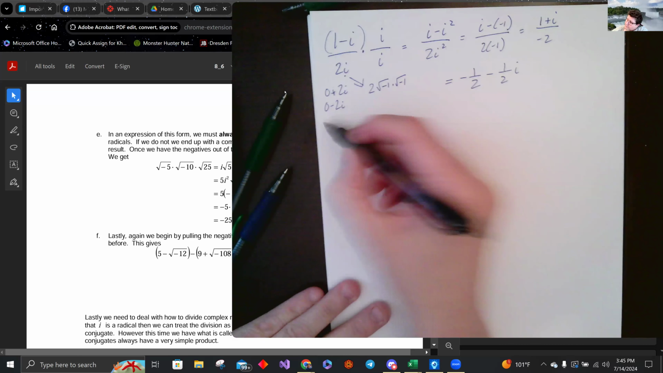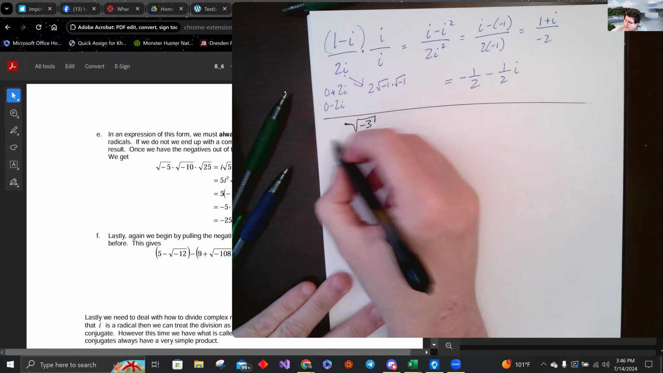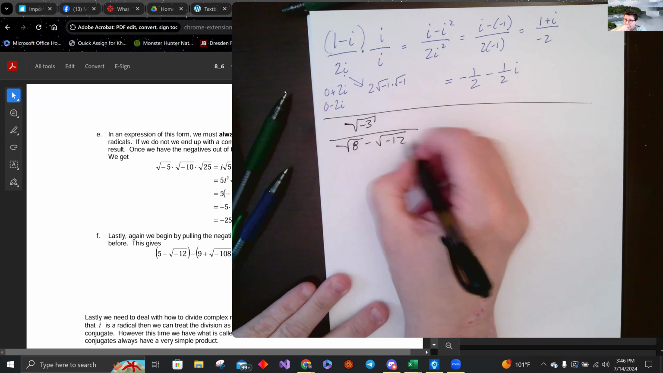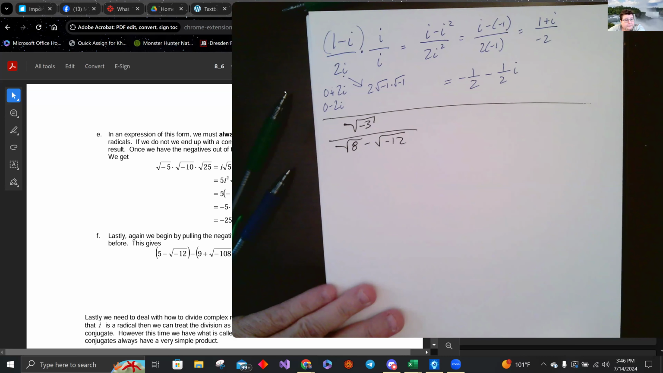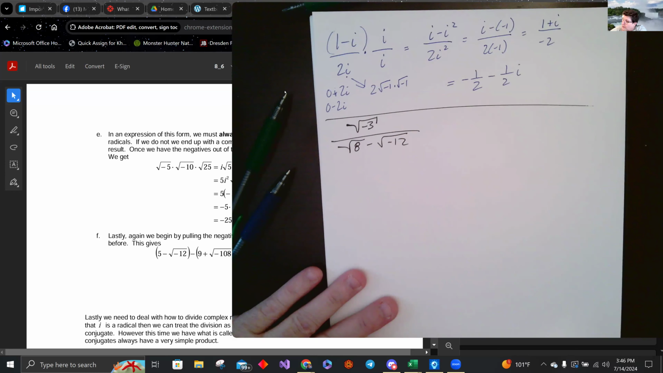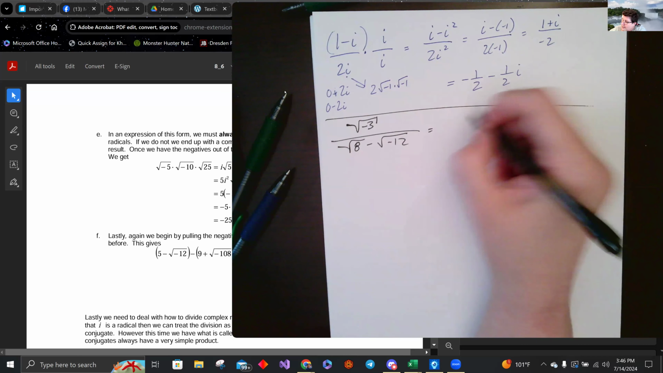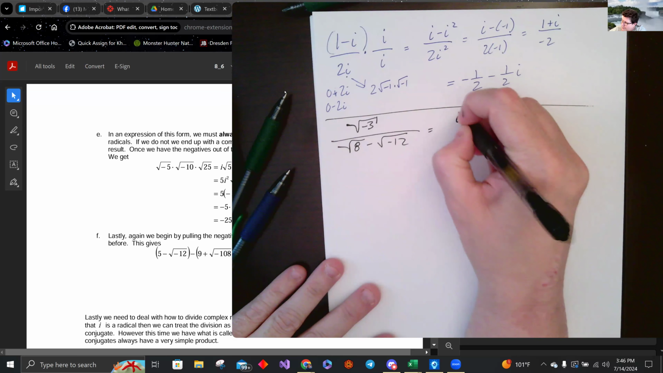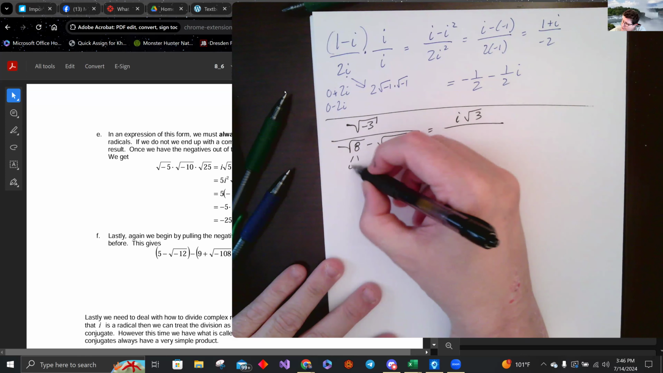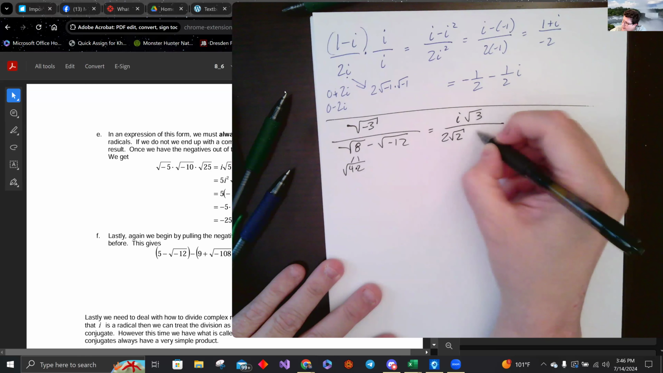Last one. Give this a try. We've got square root of negative 3 all over square root of 8 minus square root of negative 12. All right, so pause it and work with it. I'll assume you did. This ends up being i root 3 on top. Square root of 8 is square root of 4 times 2, so I've got 2 root 2 here.